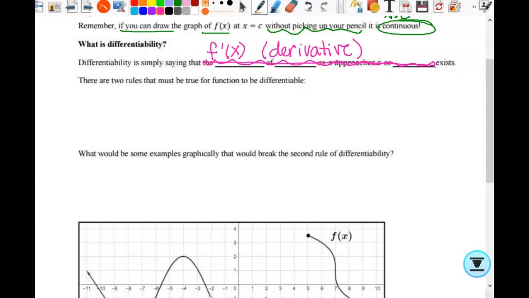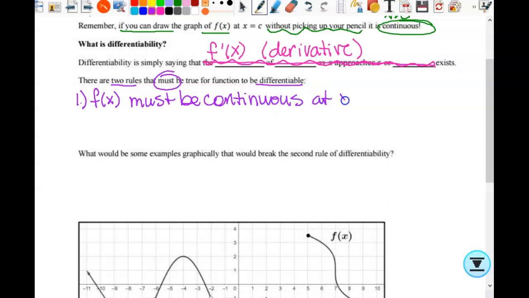Okay? So there are two rules that must be true for the function to be differentiable. First one is f of x must be continuous at x equals c. So it doesn't have to be continuous for the entire function, but where you're trying to get it to be differentiable, it has to be continuous. Okay?